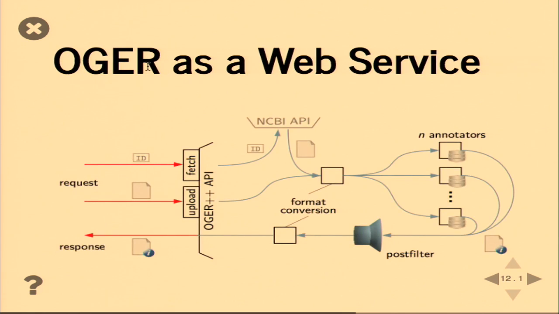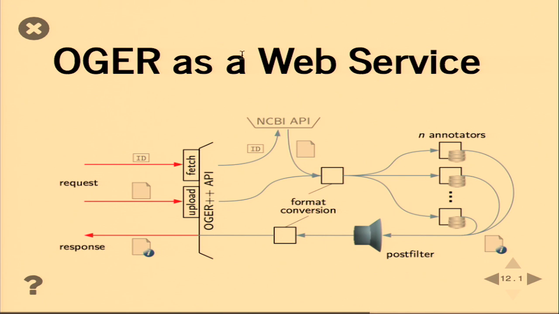The tool runs as a web service. You can give an ID, like a PubMed ID, then it downloads it from the internet and processes it, or you can also upload some text, and then it processes the text. And it applies all the steps. The annotators are the different entity types. So each entity type that you might want to use has an annotator. It sends it through the post filter, and it gives you the response in an XML format. Well, you can choose it, but it has all the annotations that the annotator finds.